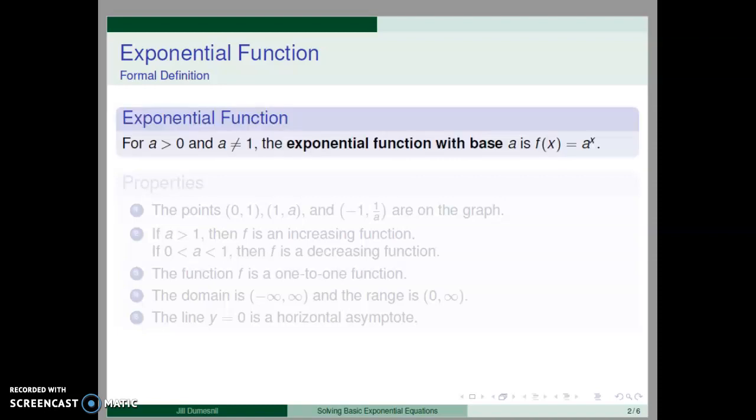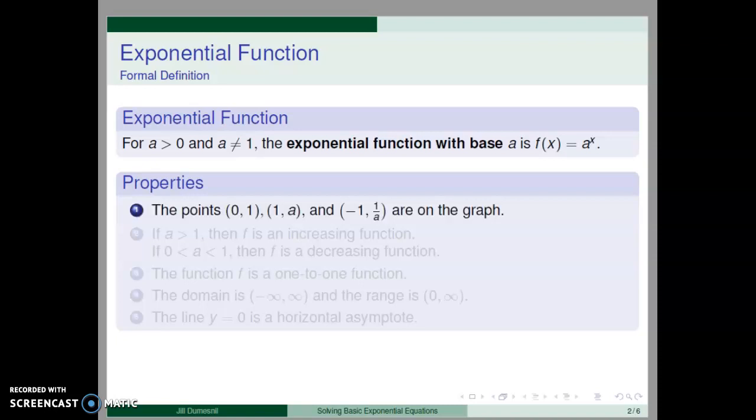For positive a not equal to 1, the exponential function with base a is given by f of x equals a to the x. Let's summarize the properties of graphs of exponential functions for review. The points (0, 1), (1, a), and (-1, 1/a) are on the graph.